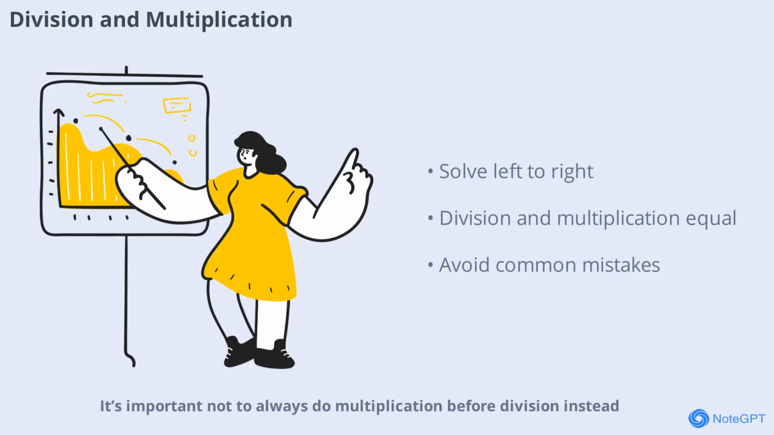It's important not to always do multiplication before division. Instead, work from left to right. This rule helps avoid mistakes and keeps calculations consistent. Division and multiplication are often found together, so pay close attention to their order in the problem.